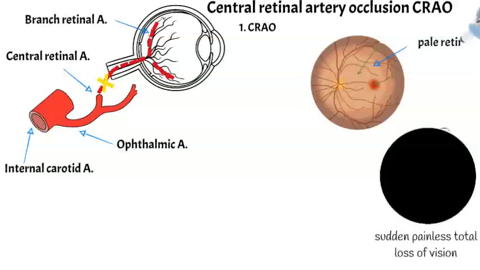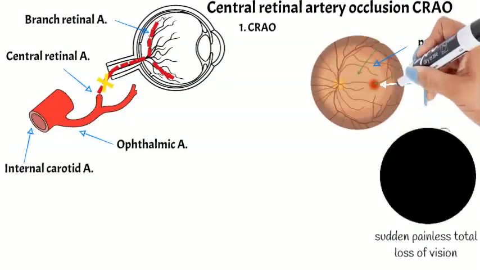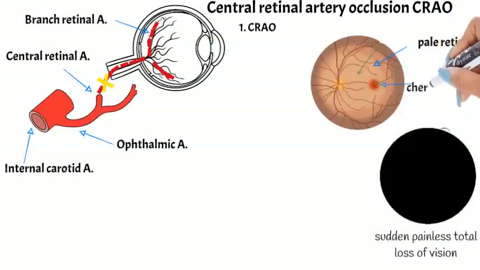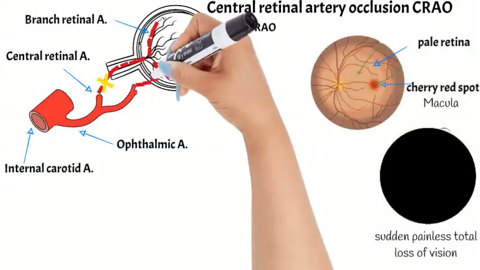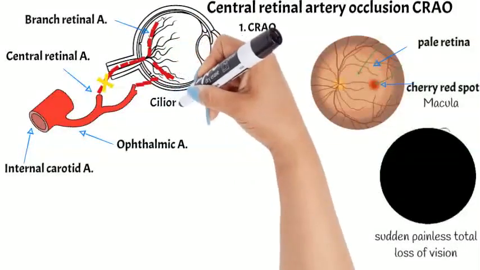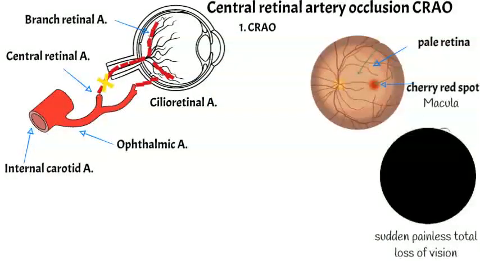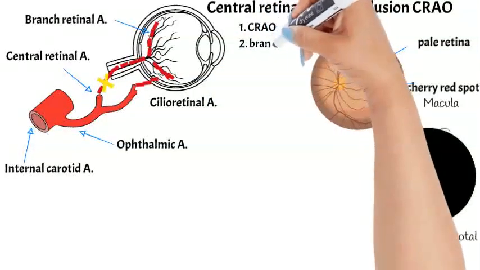If you do a fundoscopic examination, you will find a pale retina with occasional cherry red spots which represent the area of the macula. Hence, this area is supplied by the cilioretinal artery, which is a branch from the short posterior ciliary arteries, and it is found in 15% of the people.